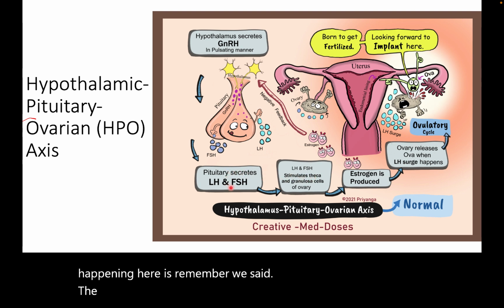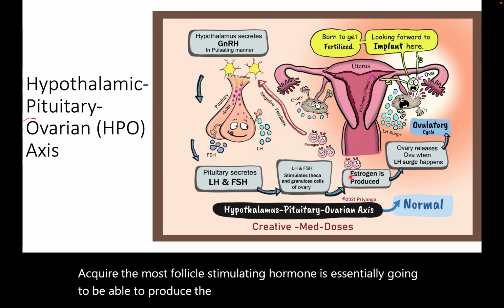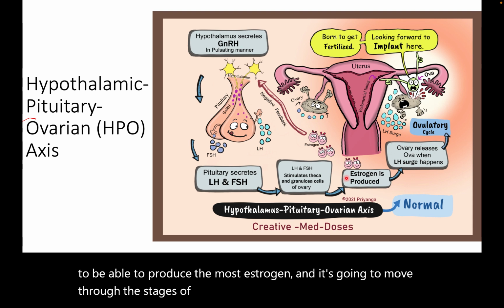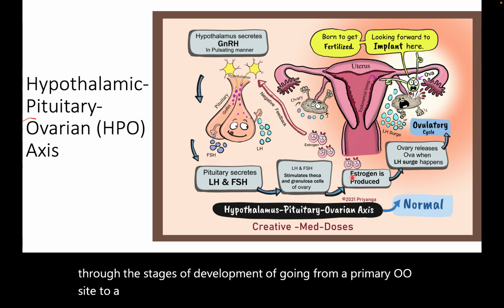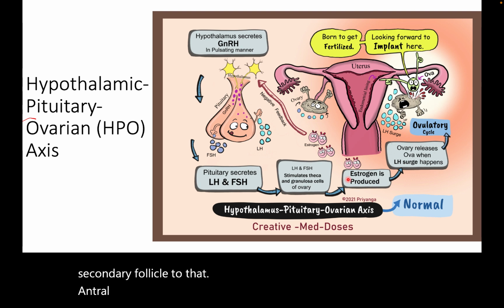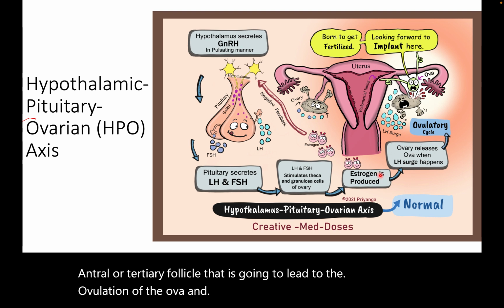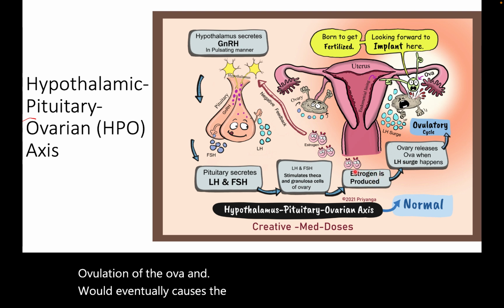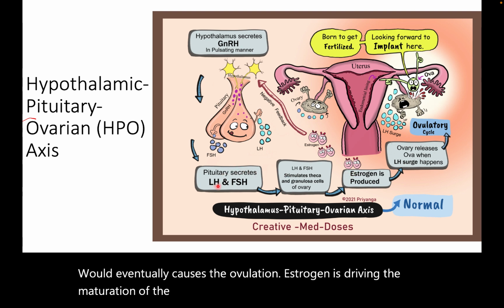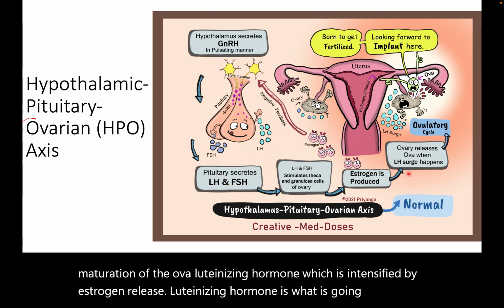the follicle that can acquire the most follicle stimulating hormone is essentially going to be able to produce the most estrogen. And it's going to move through the stages of development of going from a primary oocyte to a secondary oocyte, or going from a primary follicle to a secondary follicle to that antral or tertiary follicle that is going to lead to the ovulation of the ova. And what eventually causes the ovulation? Estrogen is driving the maturation of the ova. Luteinizing hormone, which is intensified by estrogen release, is what is going to drive ovulation.